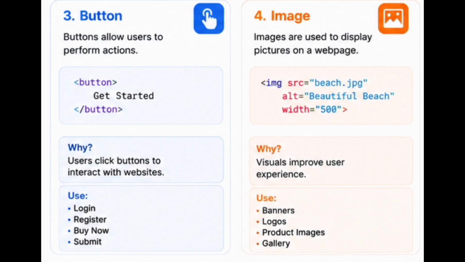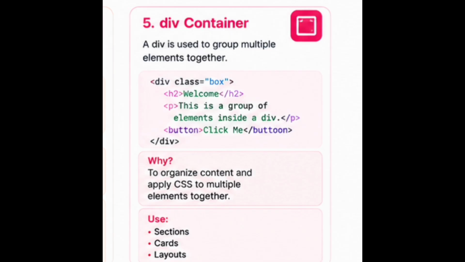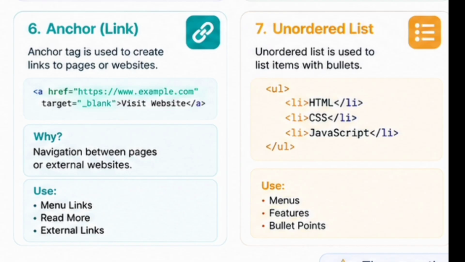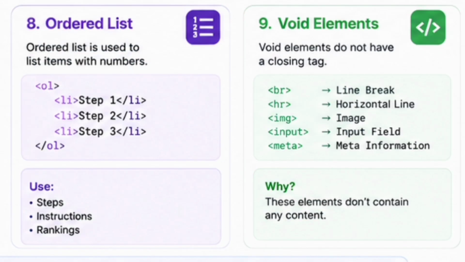And the button element will allow the user to perform actions. And the image element: images are used to display pictures on a web page. And a div container: a div is used to group multiple elements together. And a link element is used to create links to pages of websites. And the unordered list is used to list items with bullets. And the ordered list is used to list items with numbers.